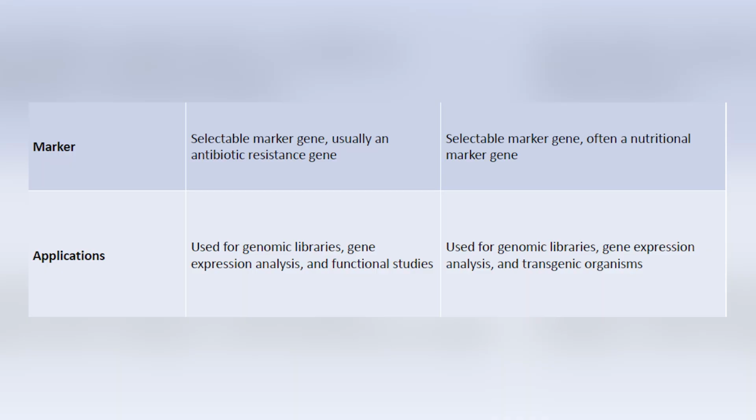Means if certain nutrients are not given, the non-transformants will die, whereas the transformants are positive and can still grow under auxotrophic conditions. So, nutritional markers are also added apart from antibiotic resistance. And here you may see the applications are wide. You can use both kinds of chromosomes for making libraries, for gene expression analysis, and for functional studies. It is not exactly about the differences, it is also about their common applications.